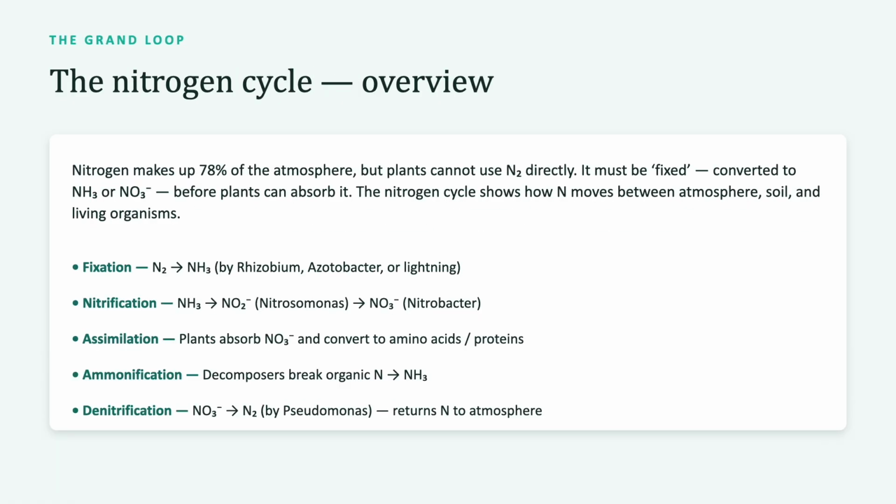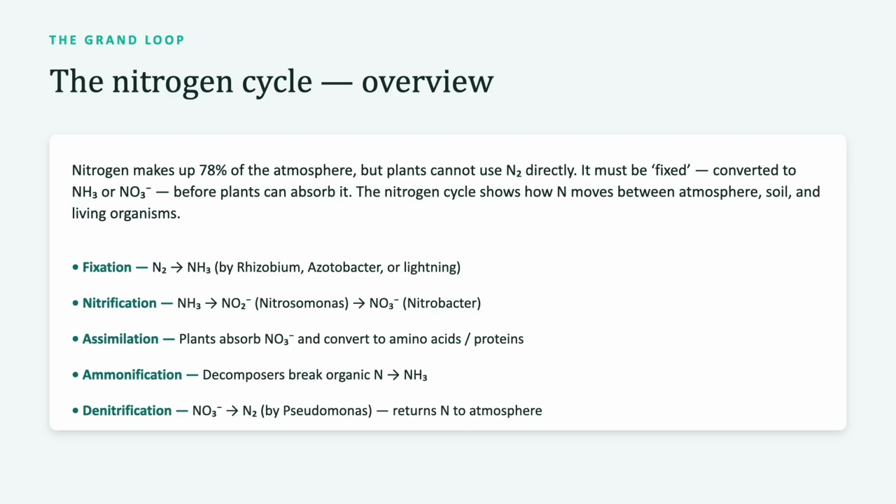The nitrogen cycle overview. Nitrogen is everywhere. 78% of atmosphere is nitrogen, but plants cannot use it directly. It must first be fixed, converted into ammonia or nitrate before roots can absorb it. The nitrogen cycle has five key steps.